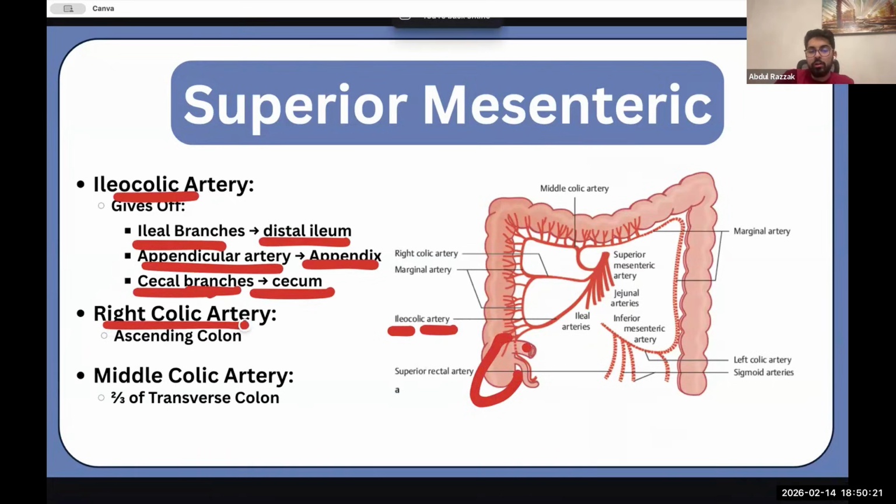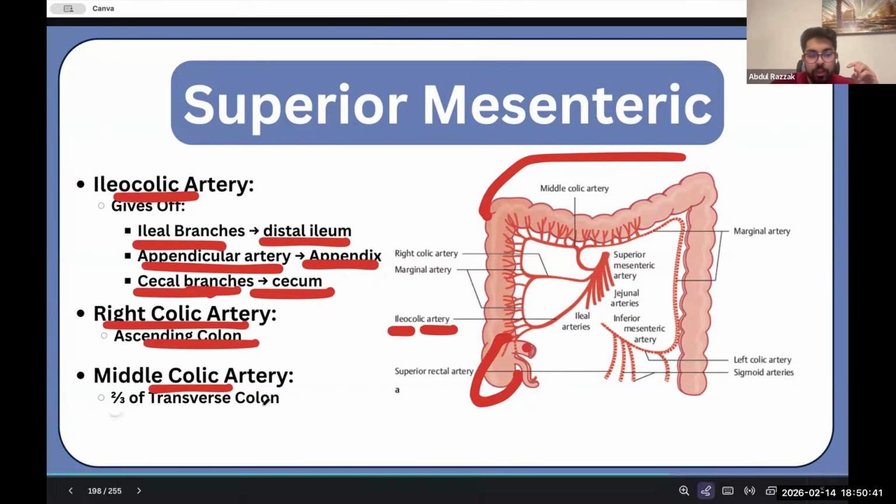So you have a right colic artery supplying the ascending colon. The transverse colon is supplied by the middle colic artery, which is also in the middle. So it makes sense to have a middle colic artery. And between those arteries, you have continuous anastomosis, and you have a continuous artery that's running throughout the length of the whole colon. And that artery is called the marginal artery.